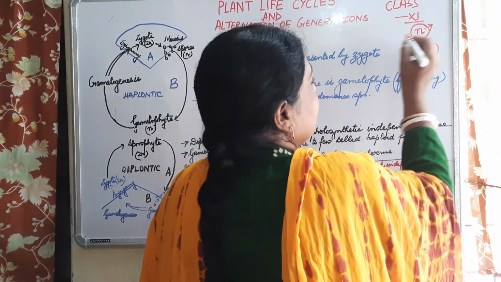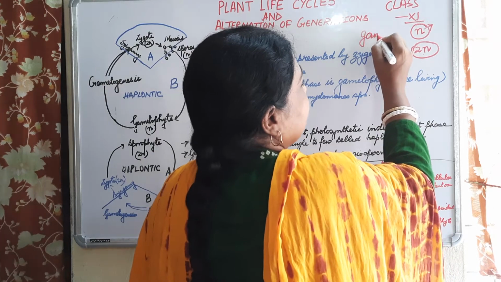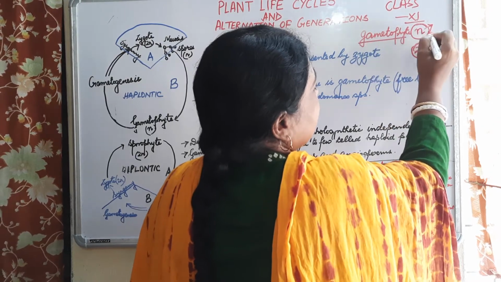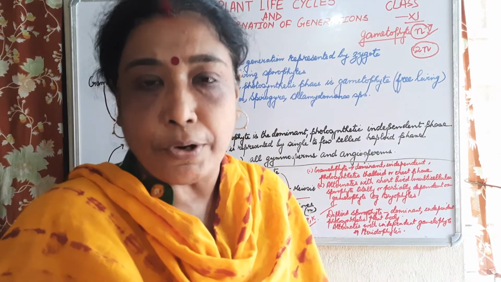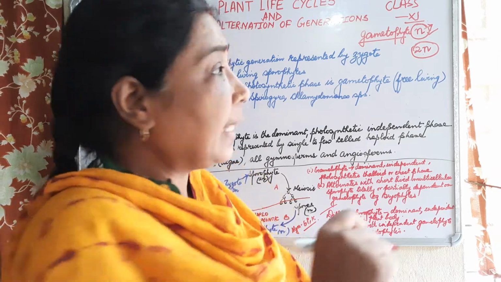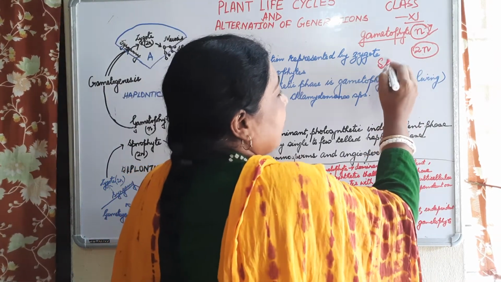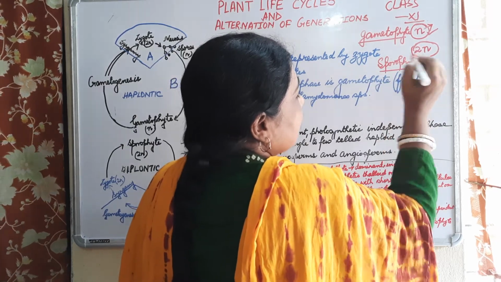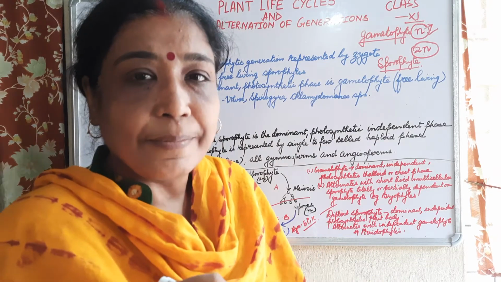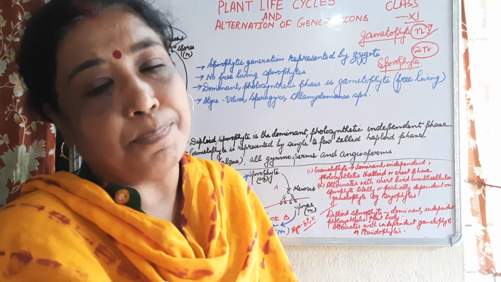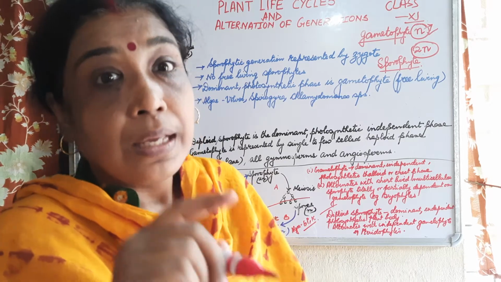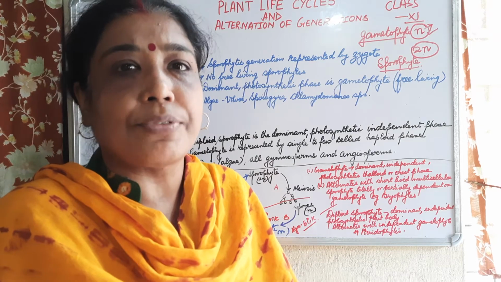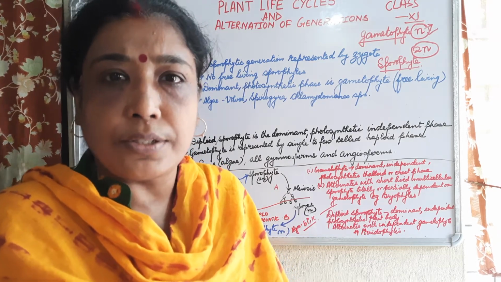This haploid phase, always remember, is the gametophyte. The gametophyte is always represented by the haploid phase. And the sporophyte, two terms you have to understand, is always represented by the diploid phase. So when you think haploid phase, you just say gametophyte. Diploid phase, you just say sporophyte.